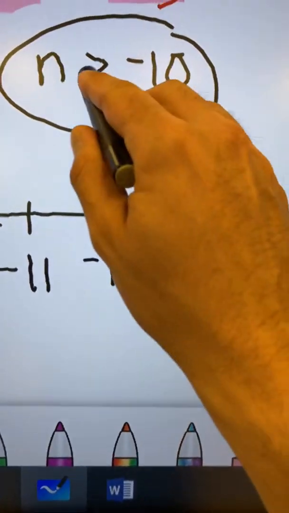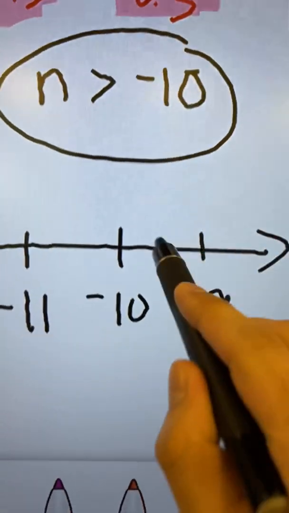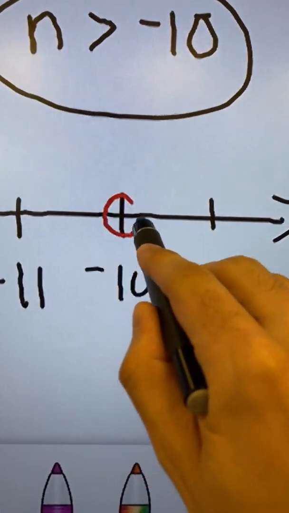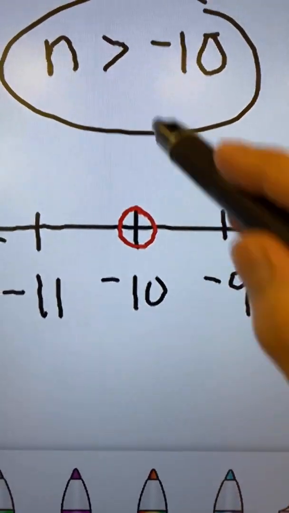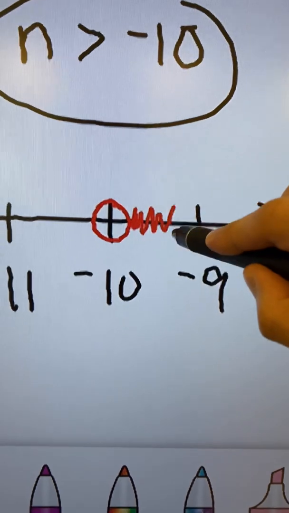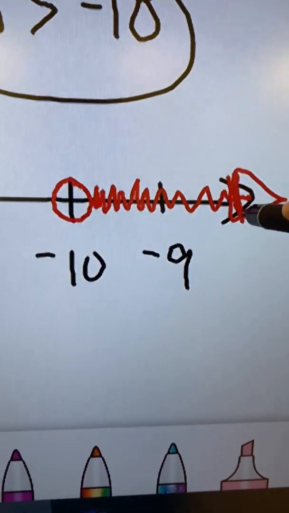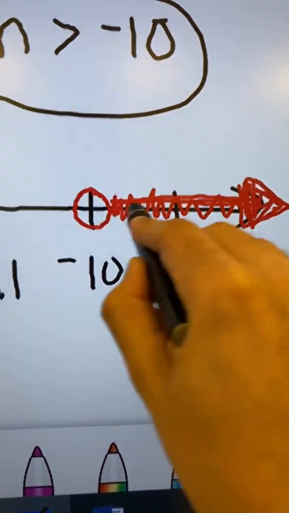And then numbers greater than negative 10 means don't include it. So I'll put an open dot. That means we're not including it. And bigger than negative 10 on a number line, bigger always goes to the right. So I'll just shade in this. And this will be my solution set.